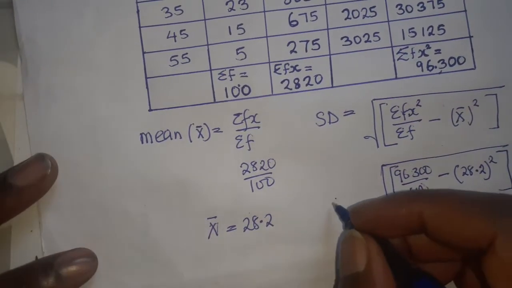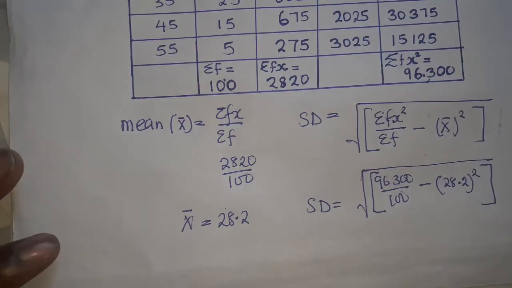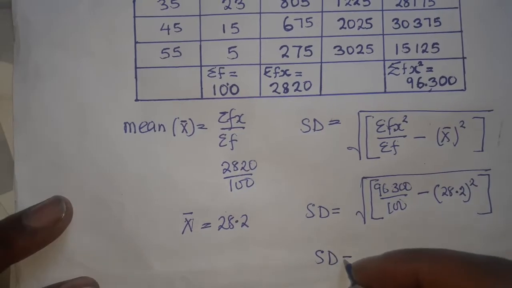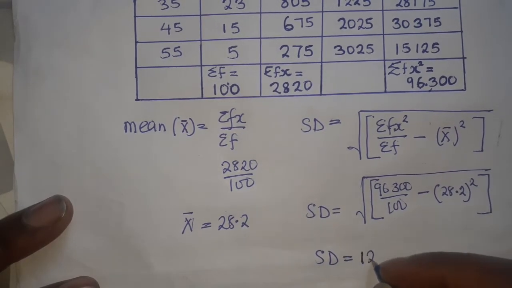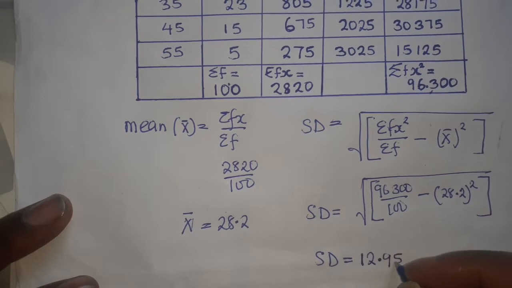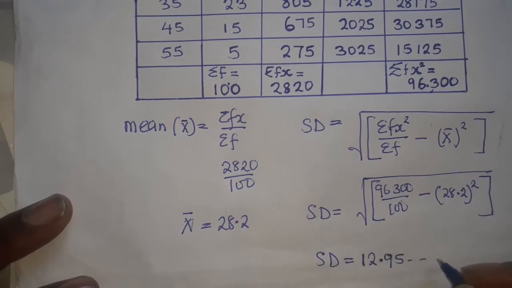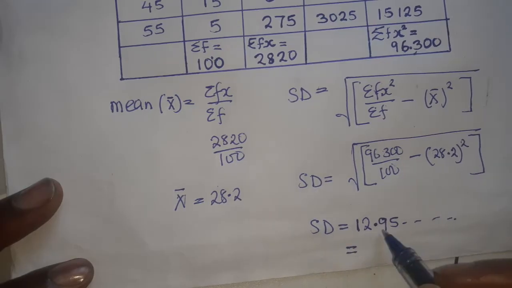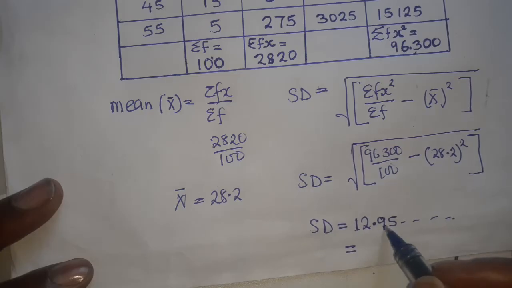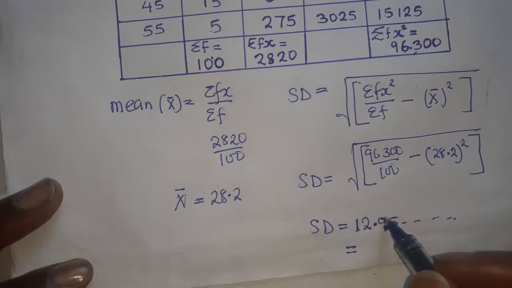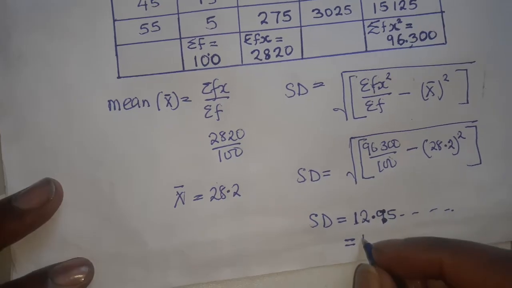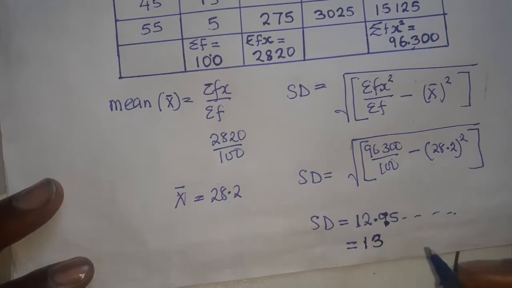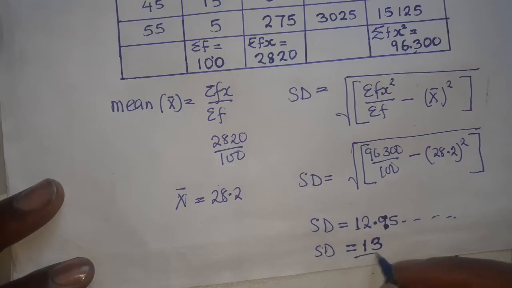We need the square root, standard deviation. We need the square root here. So here you will discover that our standard deviation will be 12.95. Usually we need to leave our answer correct to 3 significant figures. So here we have 1, 2, 3. Now, this 5 will add a 1 to this one, so it becomes 10, and from 10 again you bring a 1. So it will be 13. 13 will be our standard deviation here.